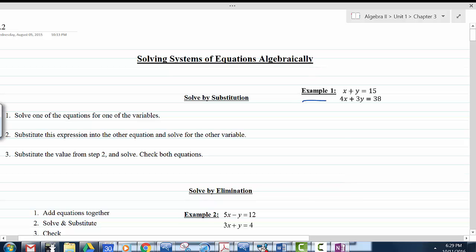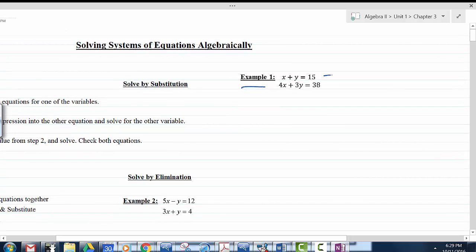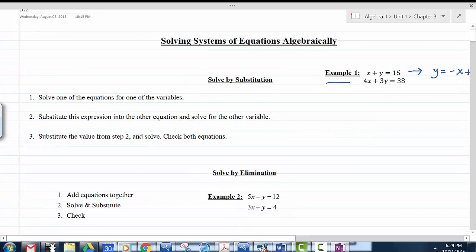For example, say this problem here. If I wanted to solve that system, obviously I can graph it to see where they intersect. Or I can solve one of the equations for one of the variables. So say I solve x plus y equals 15 for one of the variables, then that would mean y has to equal negative x plus 15. So we did step 1.